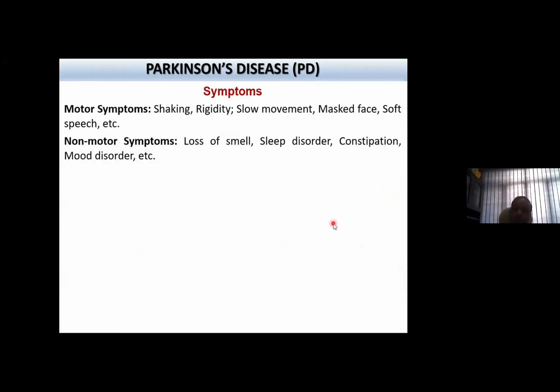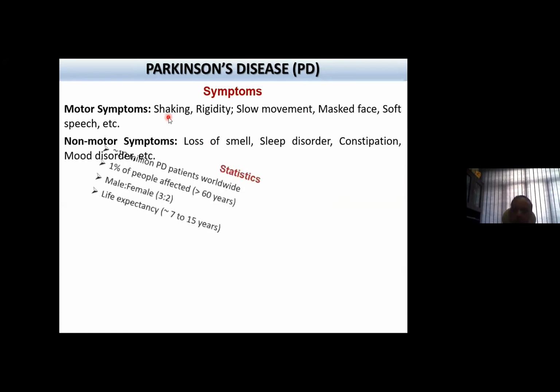Because it is a motor neuron disease, you have many motor symptoms like shaking of the hand, body rigidity, slowness of movement, face change and soft speech, handwriting disorder. So many symptoms are there as motor symptoms. There are also non-motor symptoms like loss of smell, sleep disorder, constipation, mood disorder, which express individually, and only then will we come to know. But motor symptoms are visible.